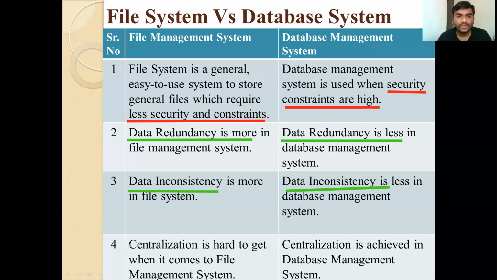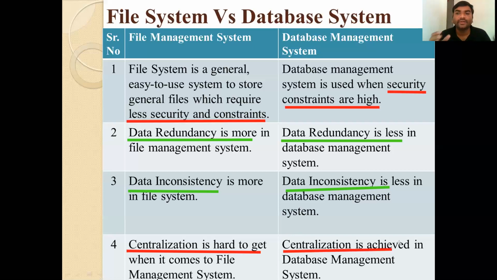The fourth point is centralization. Centralization is hard to get in the file management system, meaning all the data is not stored at a central location. It is stored at distributed locations. So you will not get centralized data if you use the file management system. But if you use the database management system, you can achieve the centralization concept. Centralization is achieved in a database management system, meaning all the data is stored at a central location.